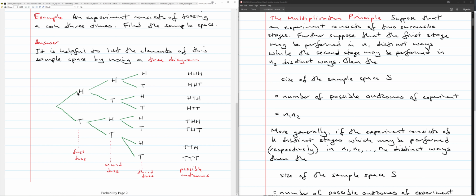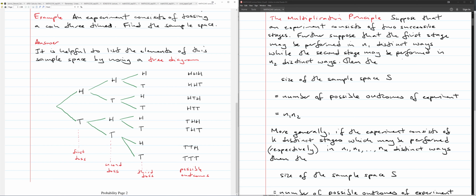For each outcome in your first stage, you have a certain number of possible outcomes for your second stage. And then for each outcome in your second stage, you have a certain amount of outcomes for your third stage. Notice that the amount of outcomes you have for your third stage doesn't depend on what the outcomes are in your second stage. So if I have a head over here, I get 2 possible outcomes here, and if I have a tail over here, I have 2 possible outcomes here.